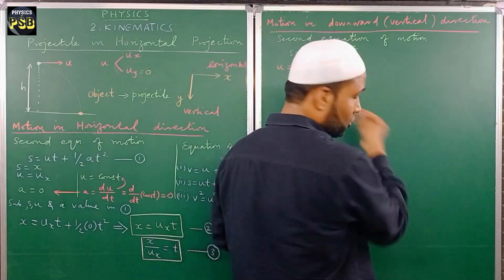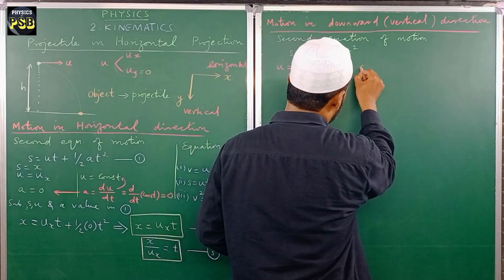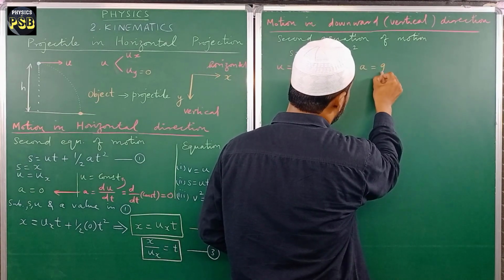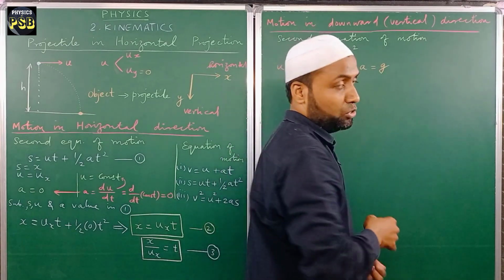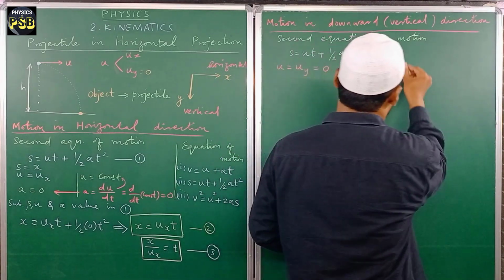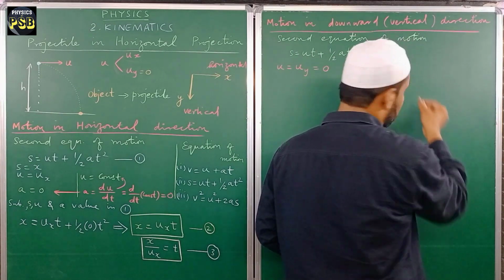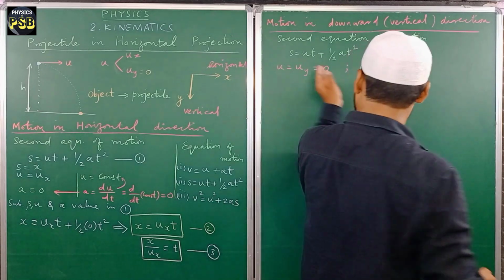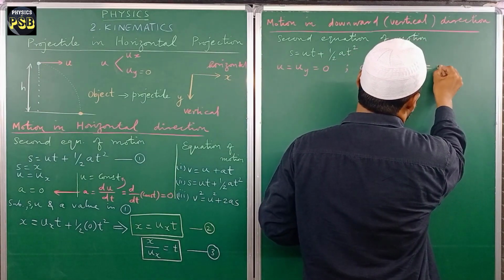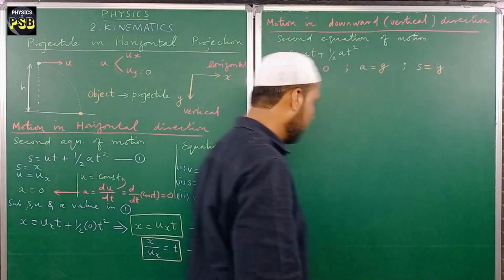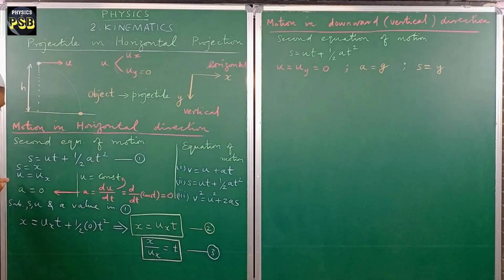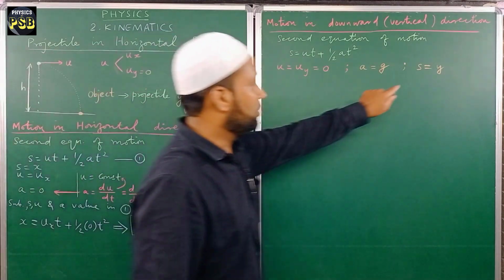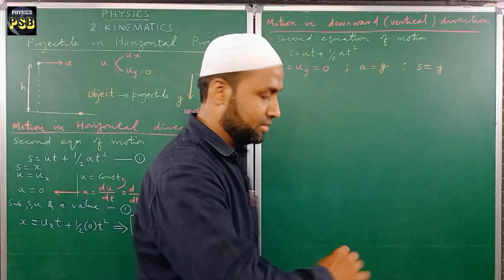That's why here acceleration is actually due to gravity. So a is replaced with g. Then here distance, displacement in a given direction is taken as y. Here s is replaced with y.